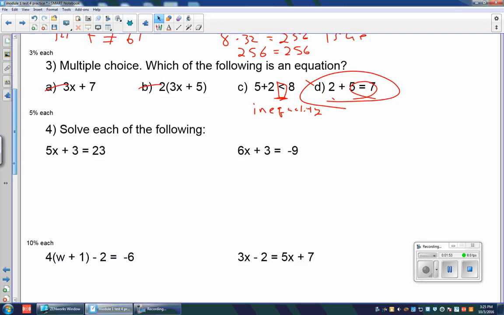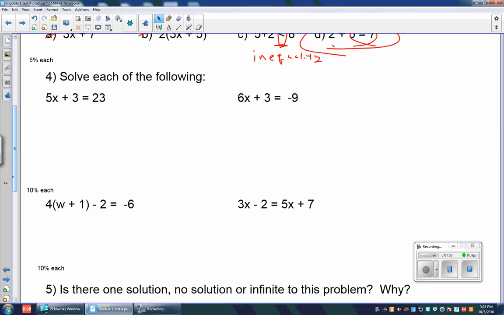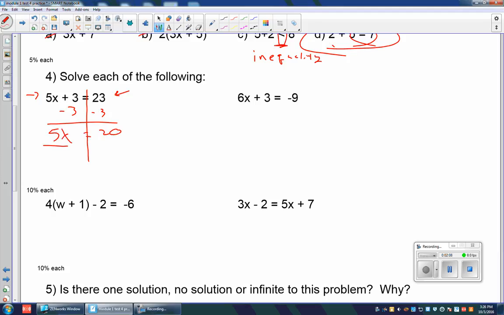Solve each of the following. Draw the big line. Combine like terms on the left-hand side. There's nothing to combine. Combine the like terms on the right-hand side. There's nothing to combine. We have 5x equals 20. We're doing the reverse of the operations. We divide both sides by 5. We have x equals 4.